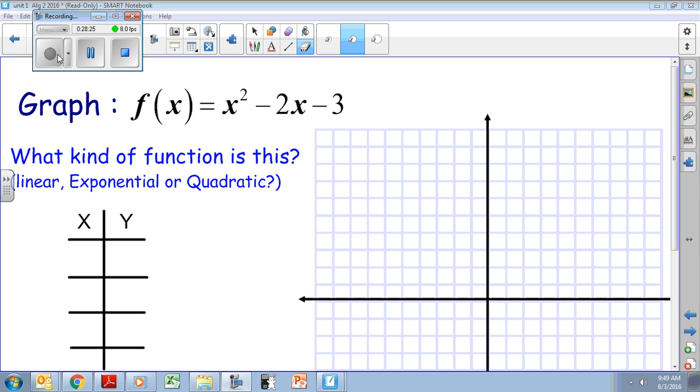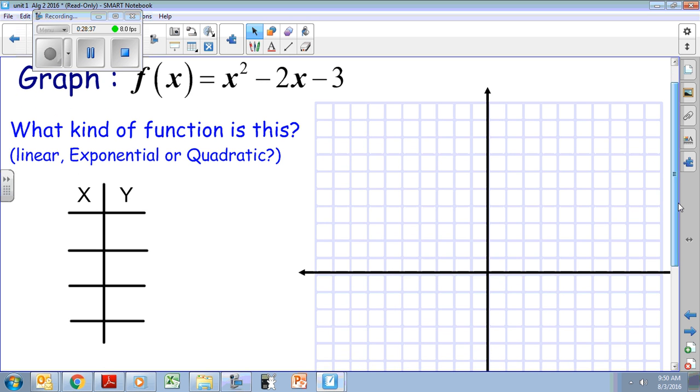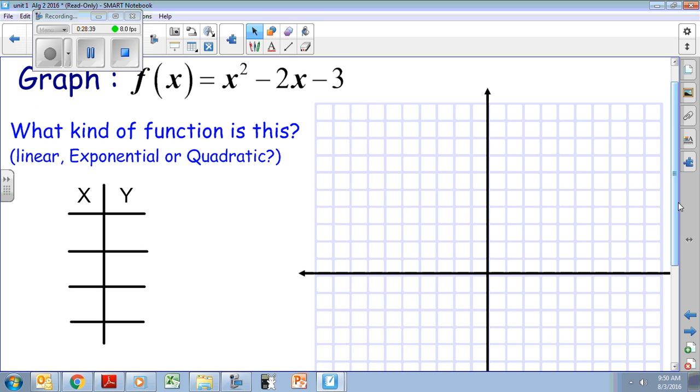So here's what I want you to do. We're going to use the calculators to fill in part of the table. We'll use part of the table to do part of the graph, and then I'll help you choose this answer. All right, so what do I want them to do? Take calculators, turn them on.